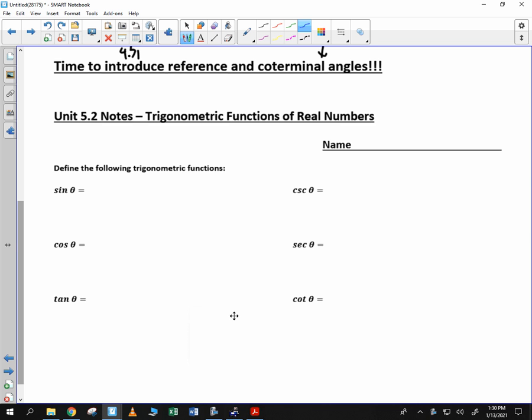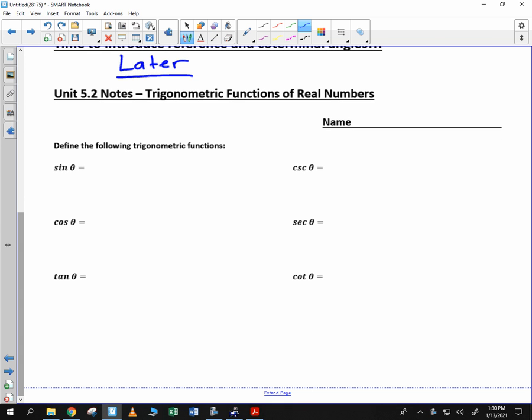Okay, college trig people, we are going to introduce reference and coterminal angles later. Not that important right now. We are going to dive into trigonometric functions of real numbers. So here's where we get to something you've seen before, such as sine of theta. It's spelled S-I-N-E, sine of theta. It's not times theta. And this is the word that we use. We abbreviate it to be this.